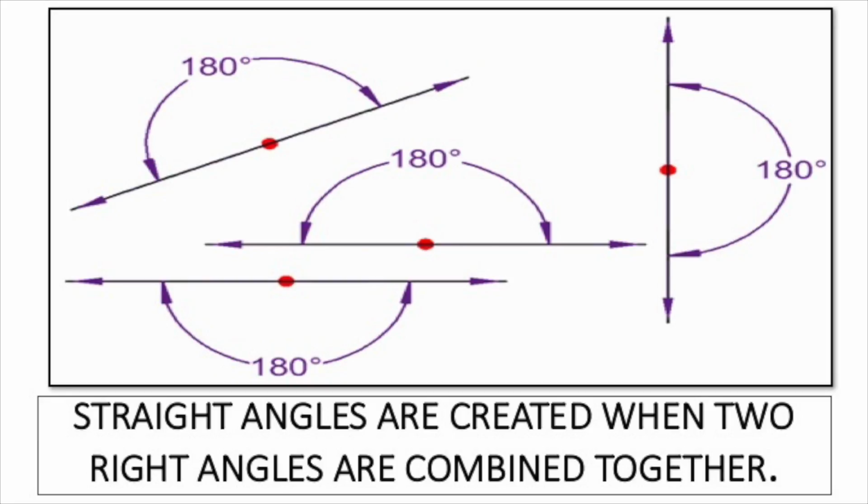So a straight angle is a straight line, but it can go in any direction. Like here we have vertical, horizontal, and even diagonal. As long as it's straight, it can be a straight angle.